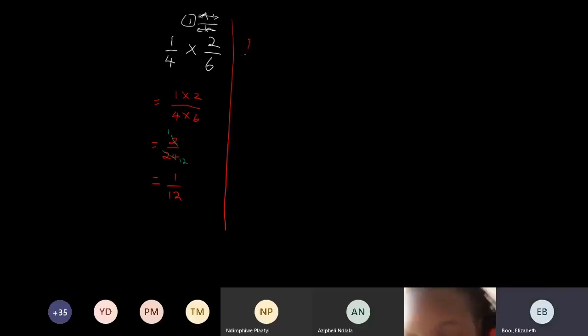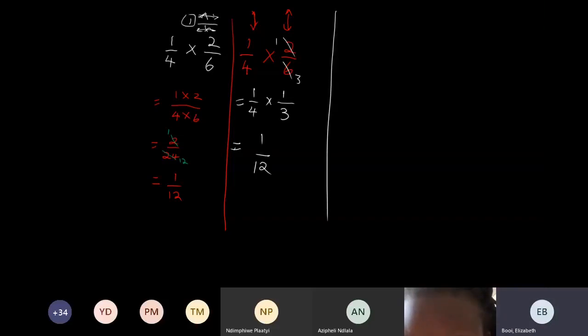Number 2: 1 over 4 multiplied by 2 over 6. We can do an up and down simplification first. We can simplify the numerator and the denominator first before we do anything else. So 1 and 4 stay the same as 1 over 4. 2 goes 1 time into 2, and it goes 3 times into 6, and that will be 1 over 3. 1 multiplied by 1 is 1, 4 multiplied by 3 is 12. That is one way of doing it.